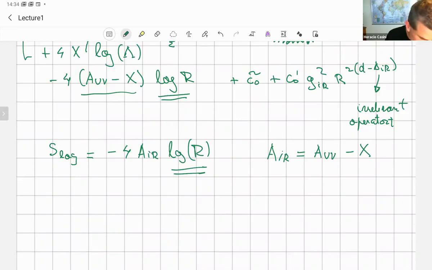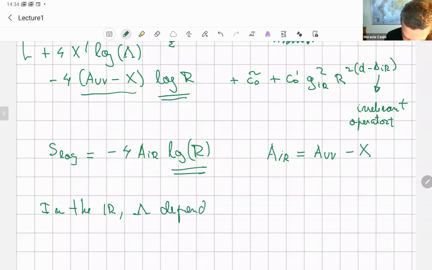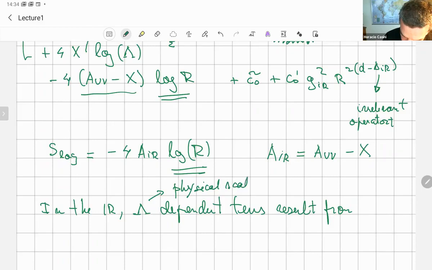So as a conclusion, in the infrared, the lambda dependent terms, well, these are physical scales, result from replacing the cutoff in the divergent pieces.